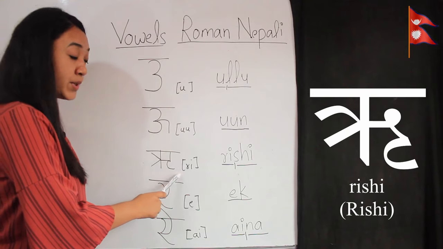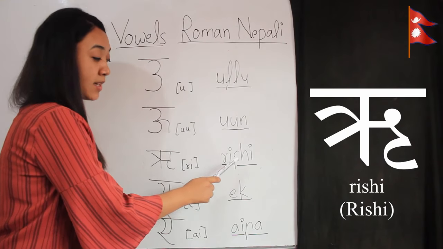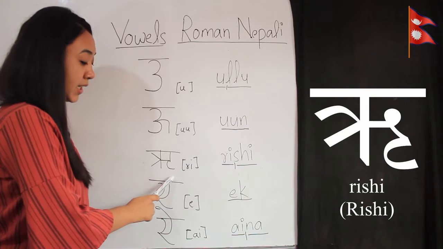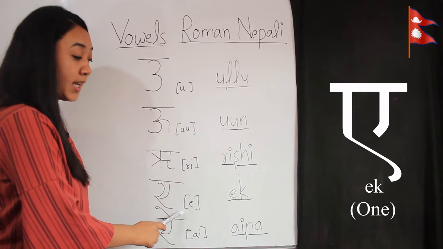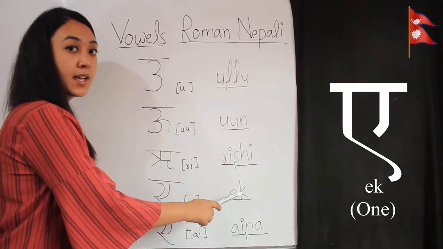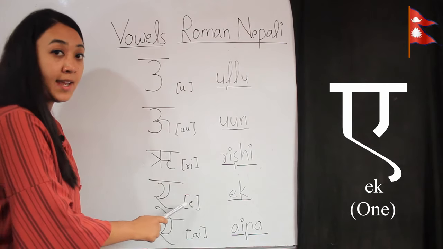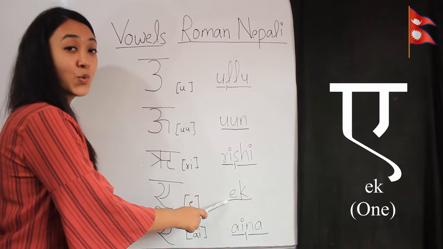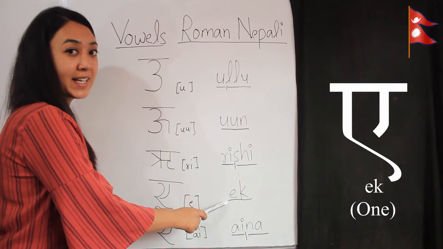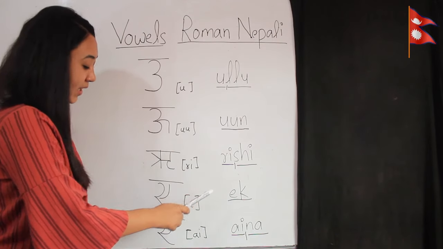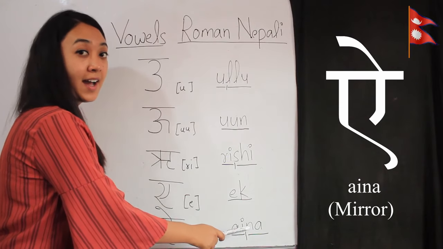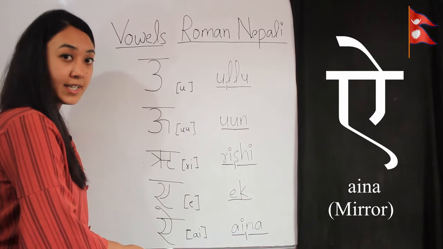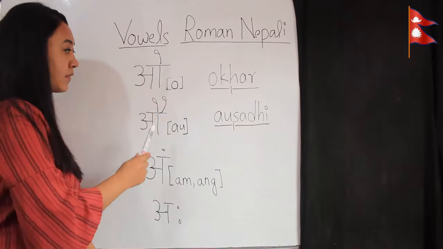Re, risi. E, ek. Ek means one in Nepali. It's a number in Nepali. One, ek. I, aina.